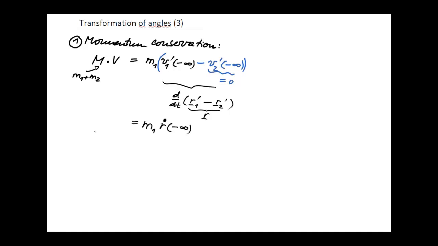So this allows us, momentum conservation allows us to express the velocity of the center of mass as mass of the projectile divided by the total mass times the change of the distance between the two particles, little r dot, at time minus infinity. So this is momentum conservation as considered in the lab frame.